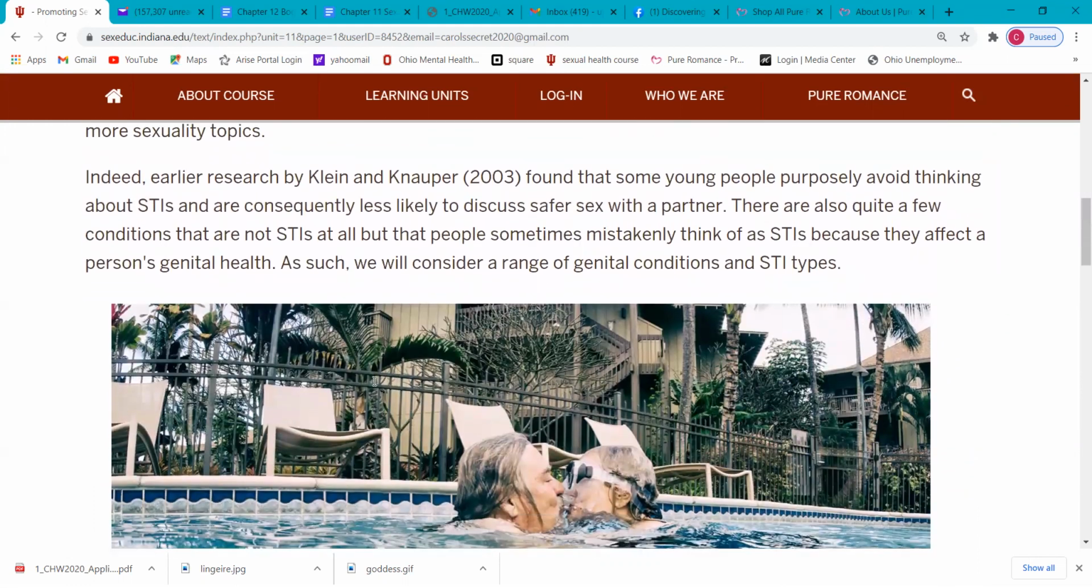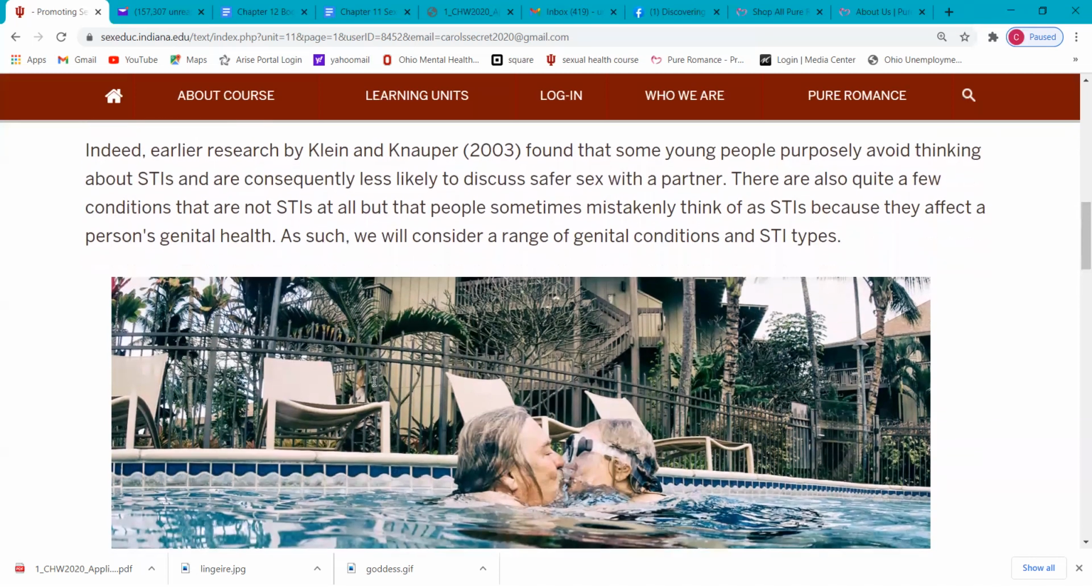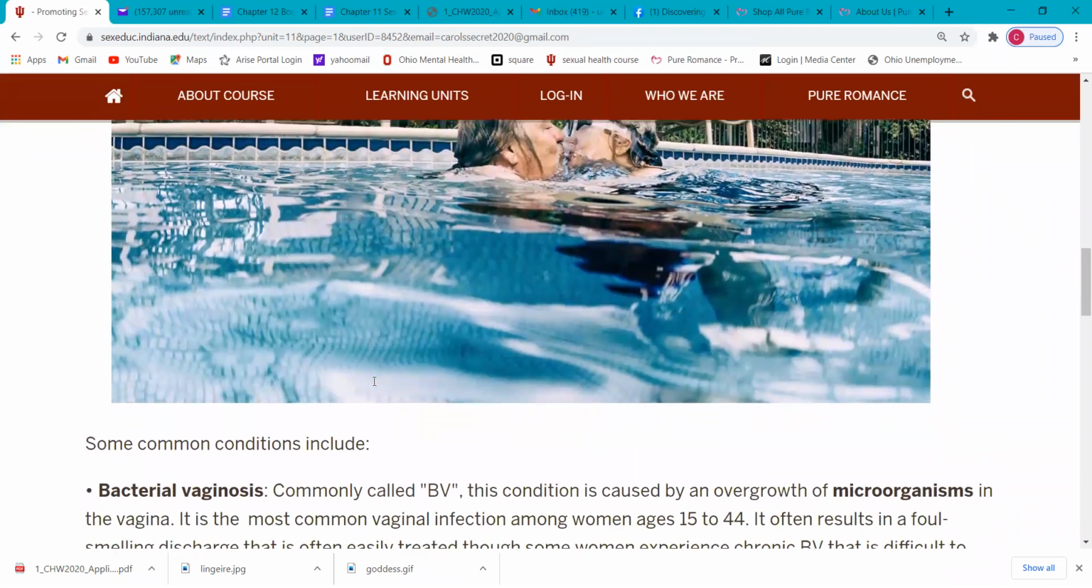Indeed, earlier research by Klein and Knopper found that some young people purposefully avoided thinking about STIs and are consequently less likely to discuss safer sex with a partner. There are also quite a few conditions that are not STIs at all, but that people sometimes mistakenly think of as an STI because they affect a person's genital health. As such, we will consider a range of genital conditions and STI types.